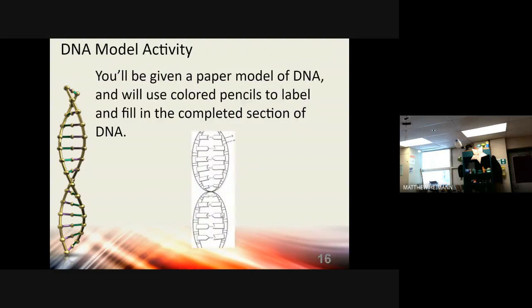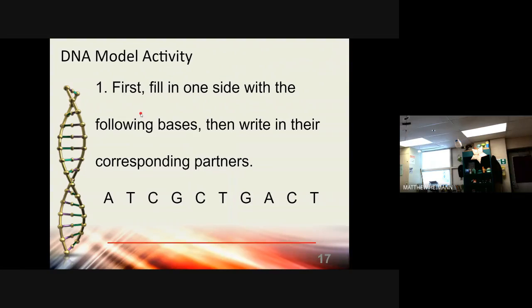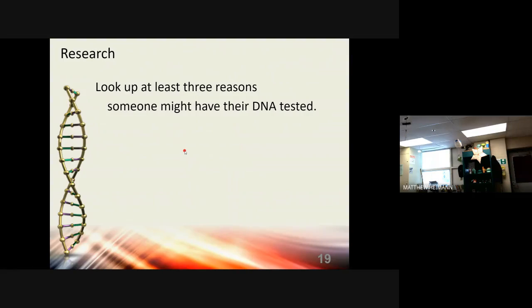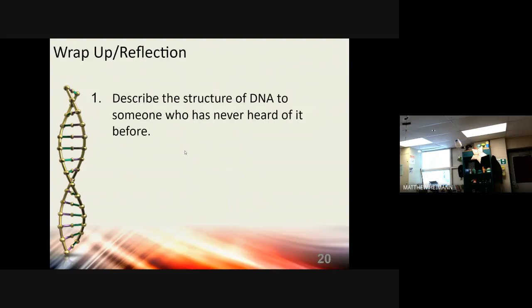All right. DNA model activity. You'll be given a paper model of DNA. We'll use colored pencils to label and fill in the completed sections of the DNA. First, fill out one side of the following bases and then write their corresponding partners. Make a key to show what color stands for each base, as well as deoxyribose and the phosphate molecules. Then there's the research: look up at least 3 reasons someone might have their DNA tested, and the wrap up.